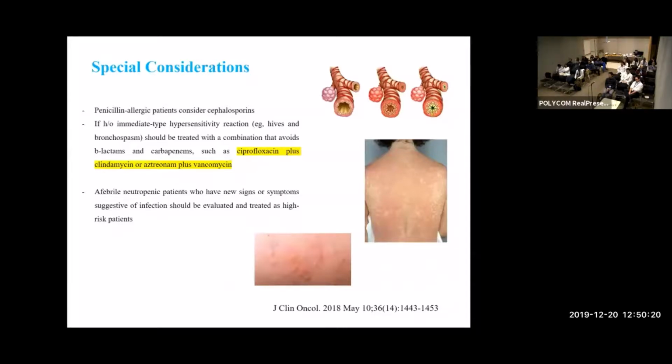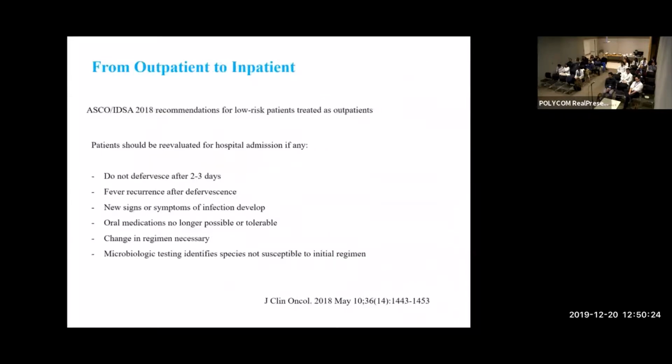And then what happens if a patient was managed in the outpatient setting, and when is an appropriate time to bring these patients back to the hospital, or to the hospital in the first place? If they're low risk and they're being managed as outpatients, maybe receiving oral therapy, but the fever does not go away after 2-3 days, then it's an indication for bringing the patient to the hospital.